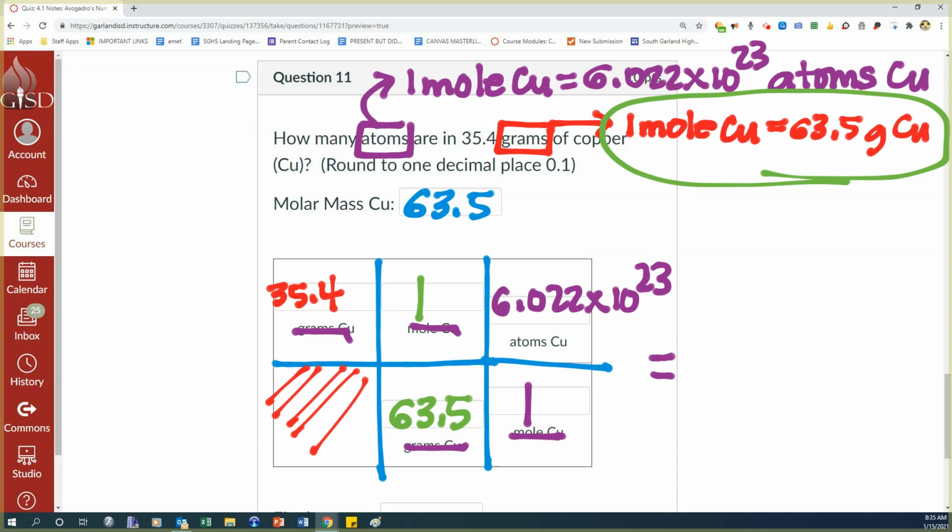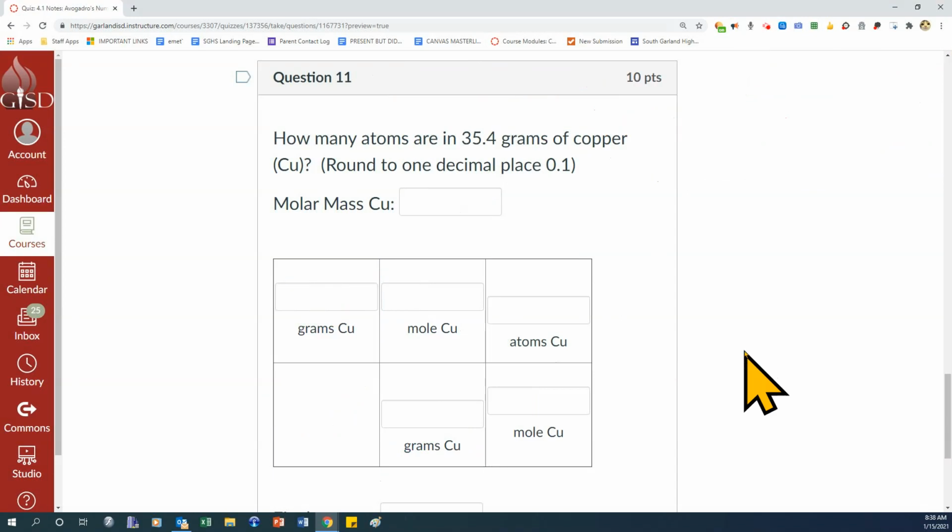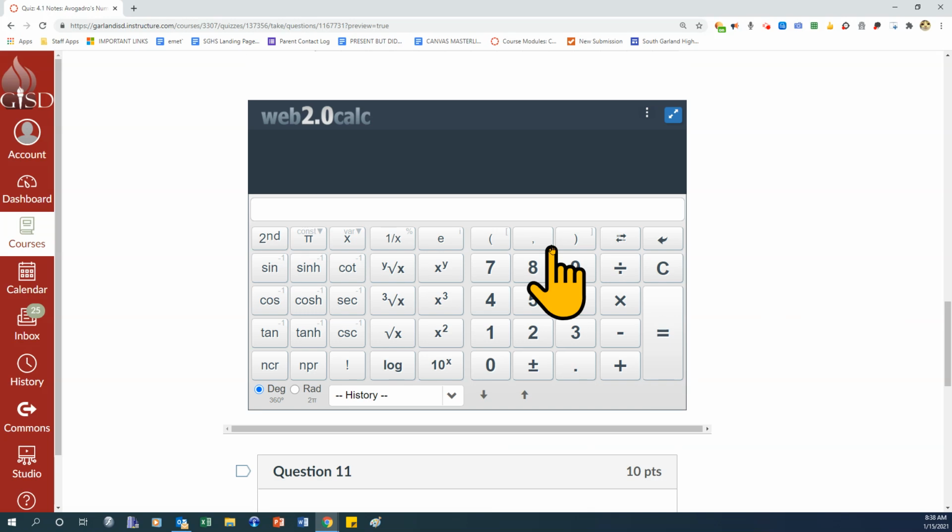All right. I'm going to put this in the calculator, right? So let's go up to the calculator. Again, you must use a parentheses for everything first at the top. So let's use a parentheses for the top. So this is 35.4 times 1 times 6.022. And again, E for times 10, 23.